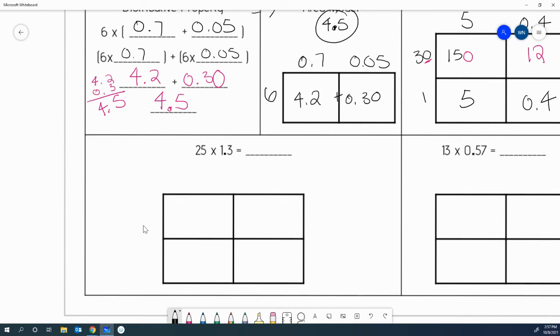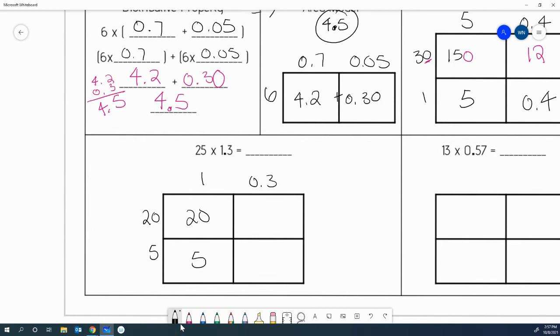For this next one, we've got 25 times 1 and 3 tenths. I'm going to go ahead and break apart my 25 into 20 and 5, and break apart my 1 and 3 tenths into 1 and 3 tenths. Now we just multiply. 20 times 1 is 20. 1 times 5 is 5.